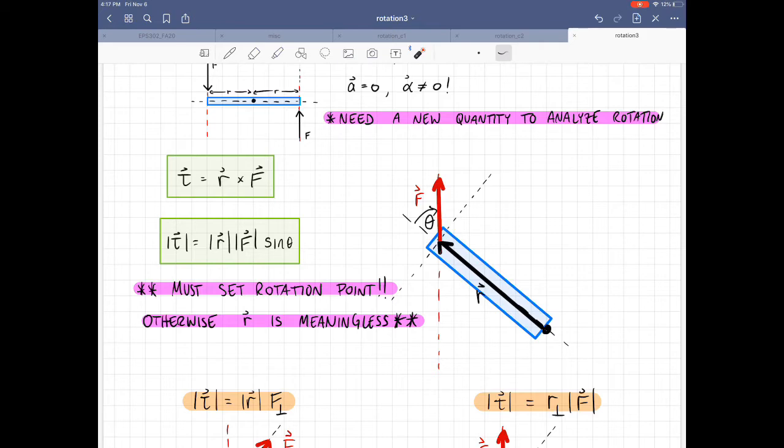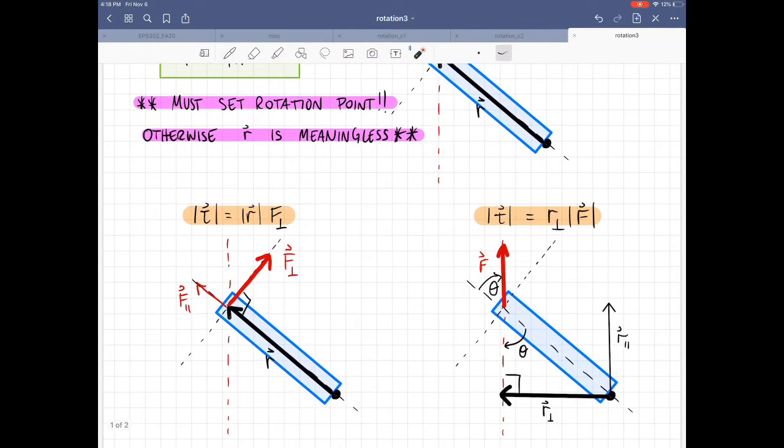So if you pick this spot right here as your rotation point, well, then your r is a different value than if you pick your rotation point over here. Right, so you absolutely must designate a rotation point or a pivot point when you're calculating the torque. So this expression right here can be interpreted two different ways.